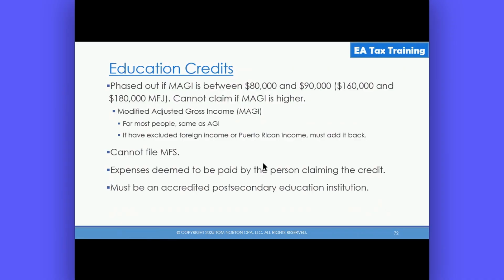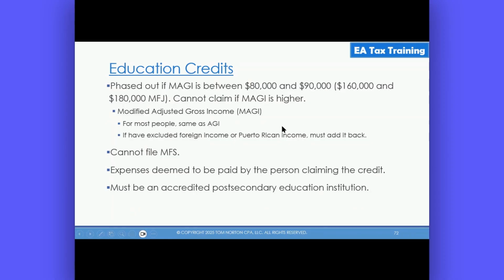So if you are not married filing jointly, if you have less than $80,000 of modified adjusted gross income, you are entitled to the full credit. If you have more than $90,000 of modified adjusted gross income, you do not get any of the education credit. And if you've got between $80,000 and $90,000, you get a partial credit. And then those adjusted gross income amounts double if you are married filing jointly.